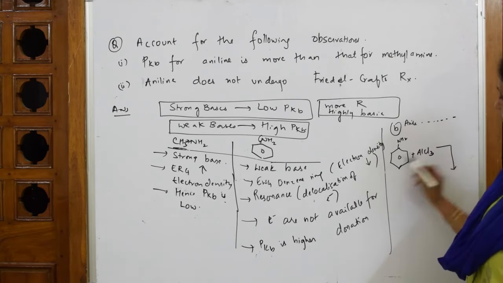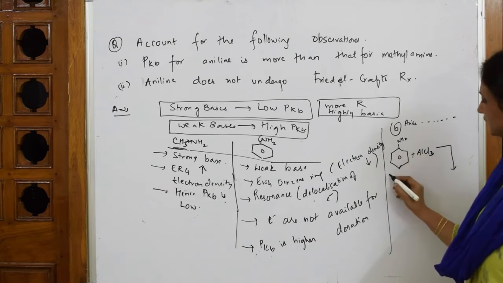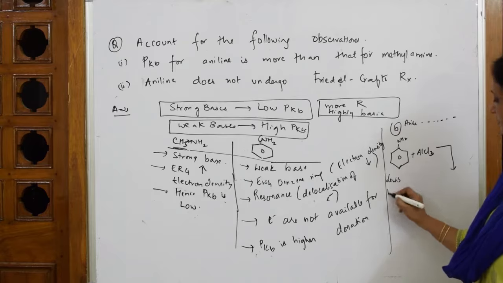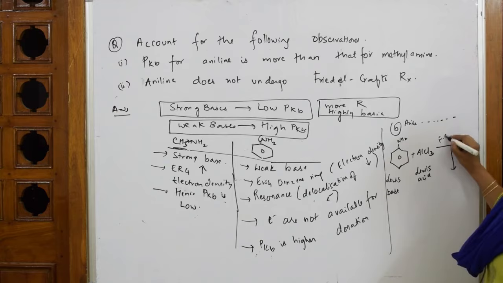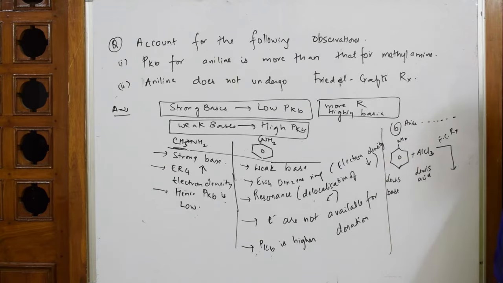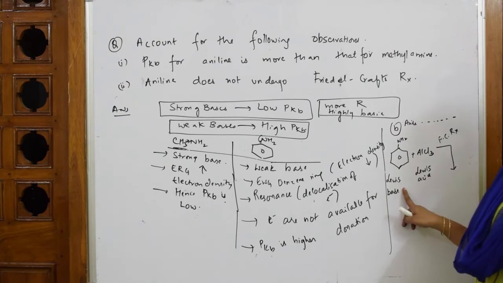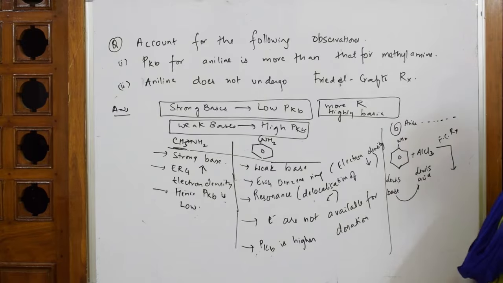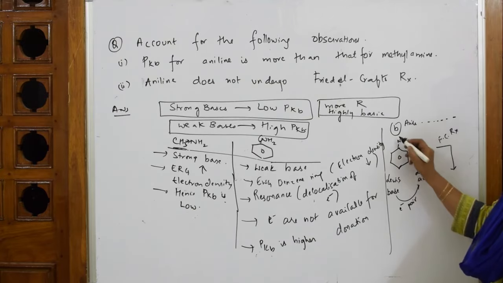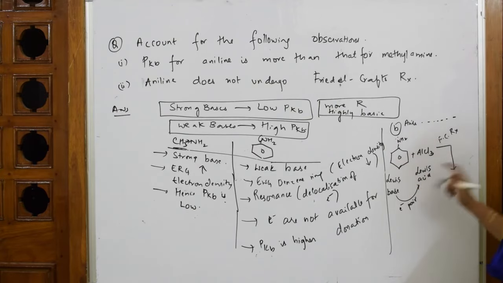Now, what is the comparison? Aniline is a Lewis base. This is a Lewis acid. And this is your Friedel-Crafts reaction. We very well know what a Lewis base is. A Lewis base tries to donate an electron pair to a Lewis acid. It donates the electron pair which nitrogen has. So when it is donating an electron pair, it's going to form a salt. What type of salt does it form?